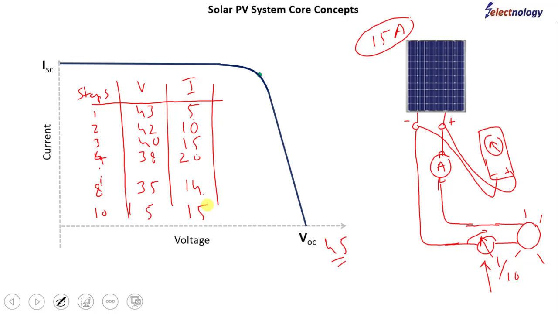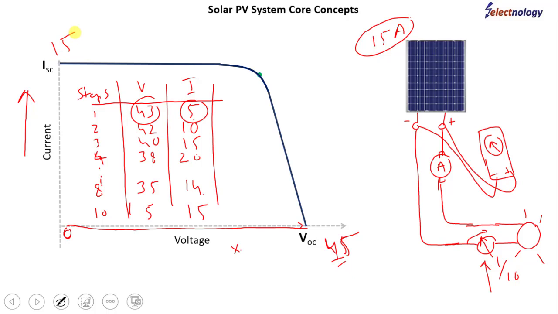Now we have to draw a graph between voltage and current, taking these values. If this is 0, this is the graph for voltage, which is the x-axis, and this is the y-axis for the current. Assuming this is from 0 to 45 volts, and on the y-axis we have from 0 to 15 amperes.